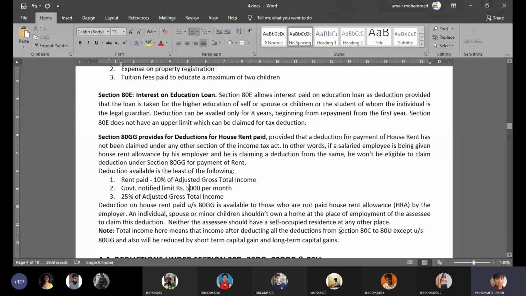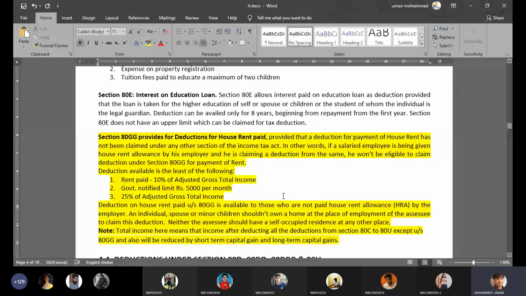Nonetheless, we will keep this a little aside. I don't want to confuse you by explaining the concept of adjusted GTI. We will do a question on this if time permits, but an exclusive question I meant. For now, you just remember what 80GG is. 80GG provides deduction for the house rent paid.